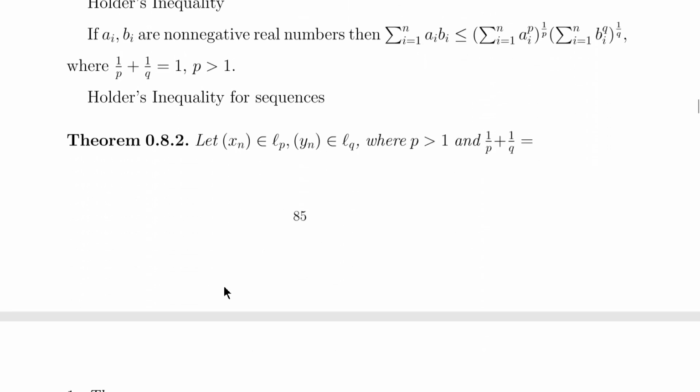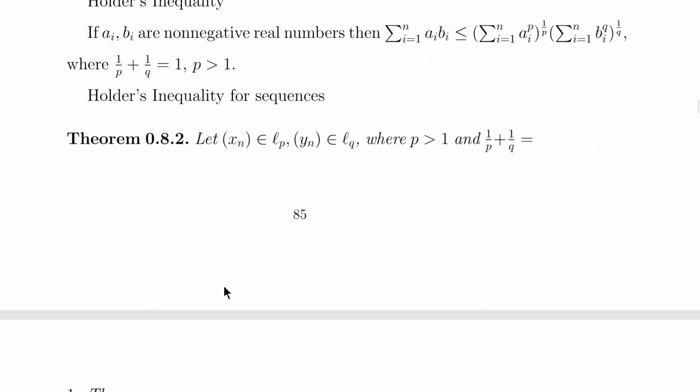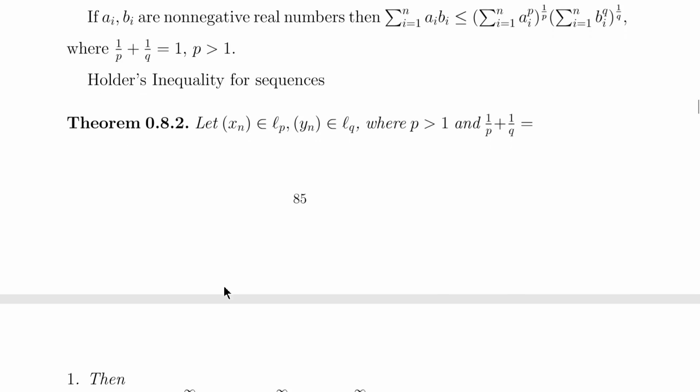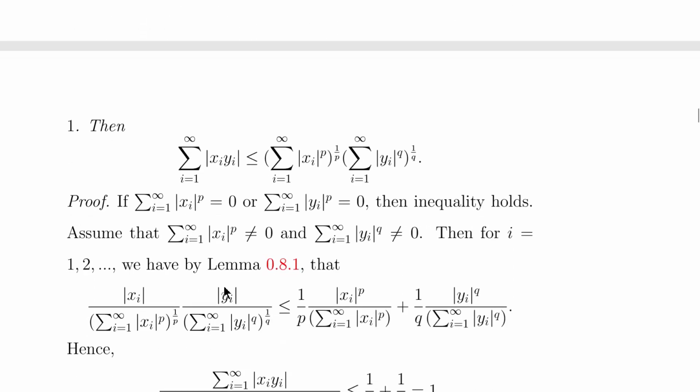Now we will discuss Holder's inequality for sequences. So let (xn) and (yn) belong to the l^p and l^q sequence spaces, where p is greater than 1 and 1 over p plus 1 over q is equal to 1. Then the summation of modulus of xi yi is less than or equal to the summation of modulus of xi power p, whole raised to power 1 by p, times the summation of modulus of yi raised to power q, whole raised to power 1 by q.